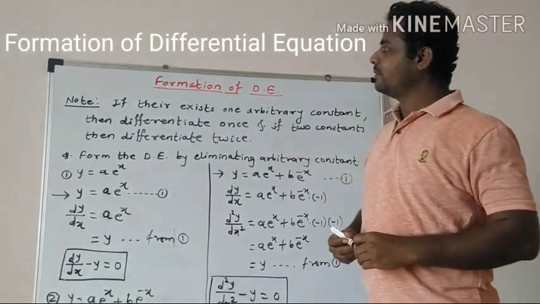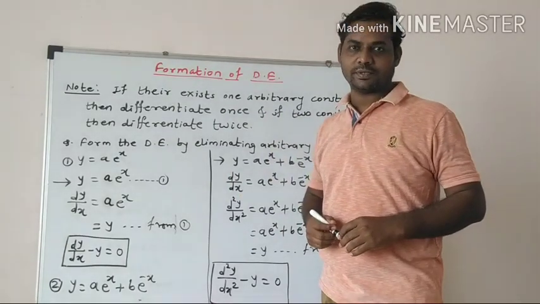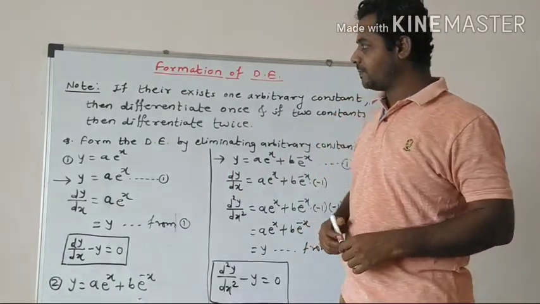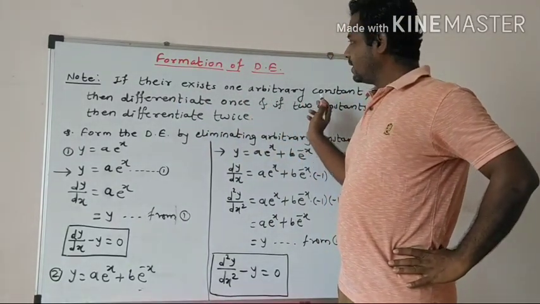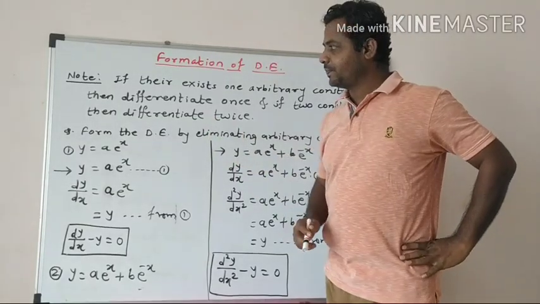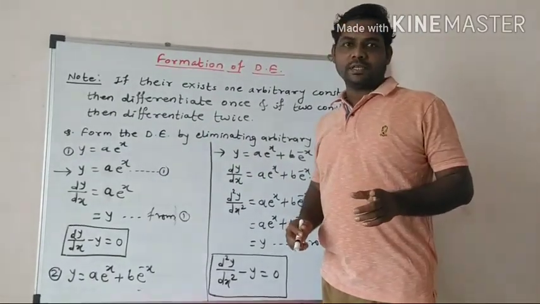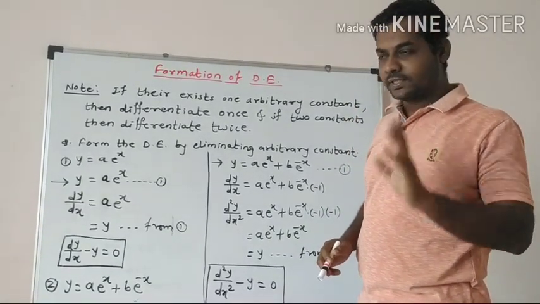Good morning friends. Today we are going to see the next bit of differential equation, that is formation of differential equation. There is a note that if there exists one arbitrary constant then differentiate once, and if two constants then differentiate twice. If the given equation contains one arbitrary constant, then we are going to differentiate only once.